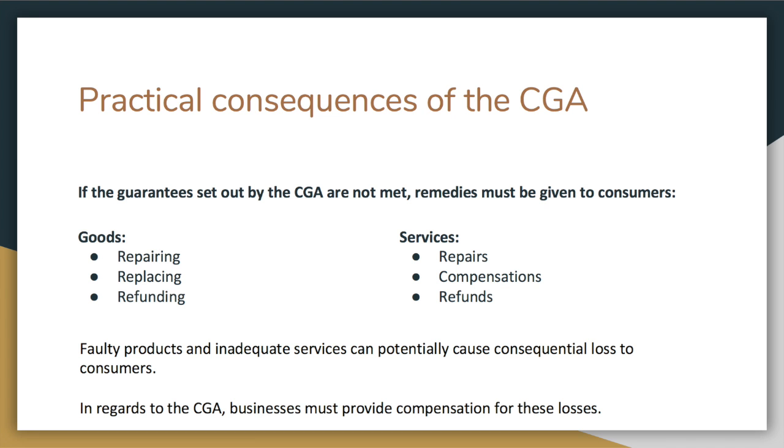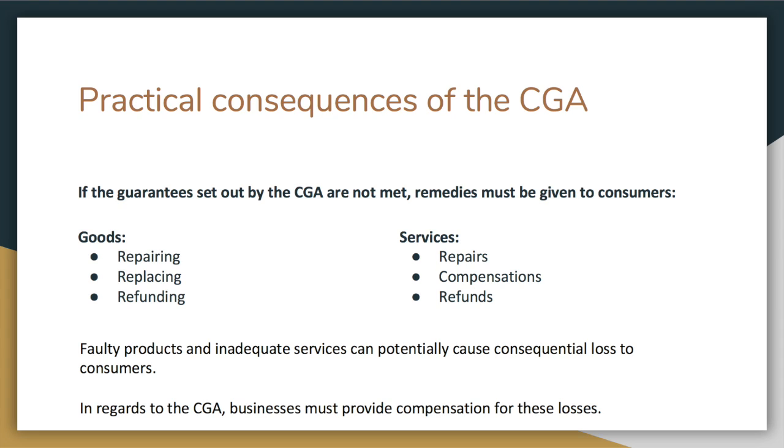Small to medium enterprises need to ensure that they meet the guarantees specified in the Consumer Guarantees Act. If not met, remedies must be given to the consumer. The most basic remedies for a faulty good are fixing the product, replacing it, or refunding it. However, if the fault is serious and the good cannot be repaired or is a safety risk to the consumer, they can choose to get a full refund, a replacement at no extra cost, or keep the faulty product but receive compensation.